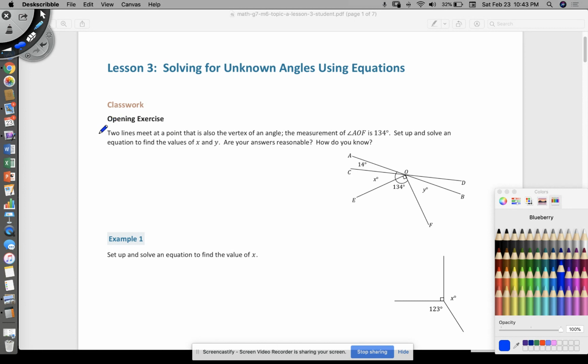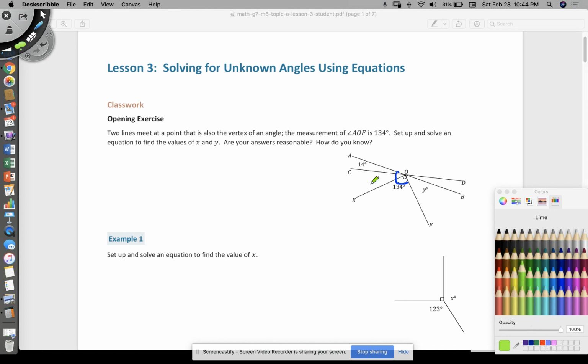Two lines meet at a point that is also the vertex of an angle. The measure of angle AOF, this whole thing, is 134 degrees. So set up and solve for X and for Y. This is where those highlighters come in handy, or colored pencils, whichever you prefer.